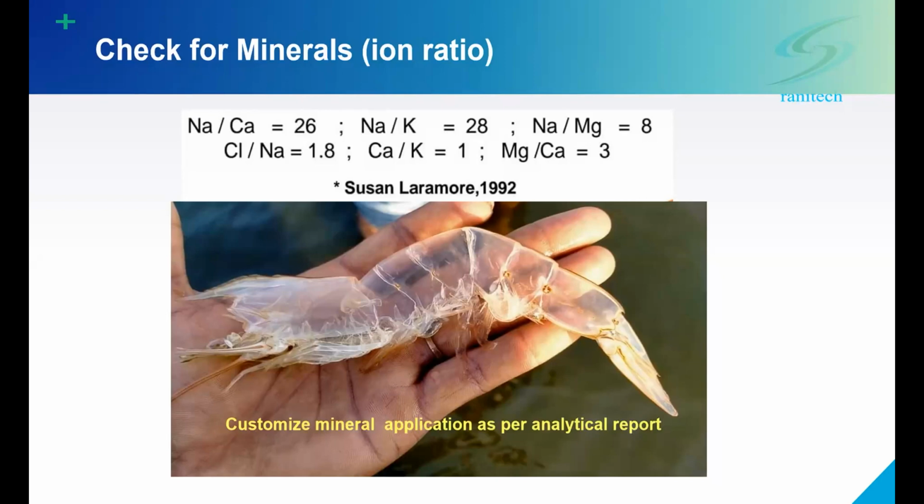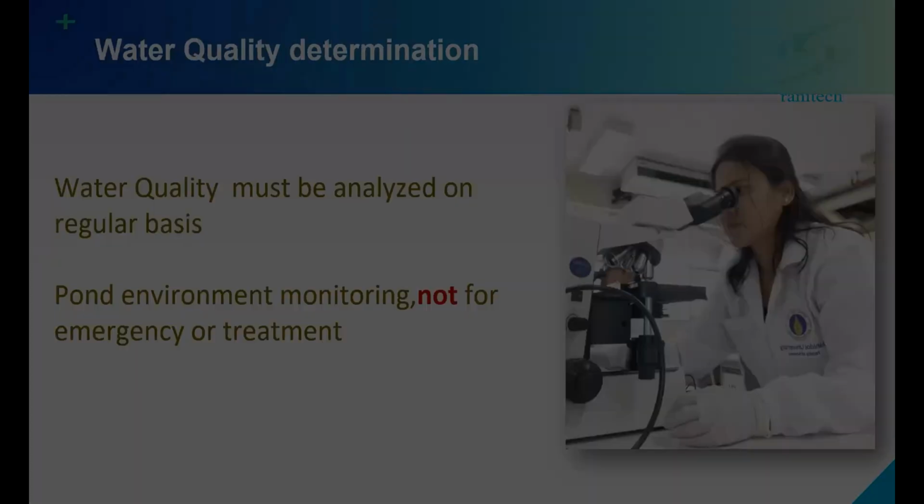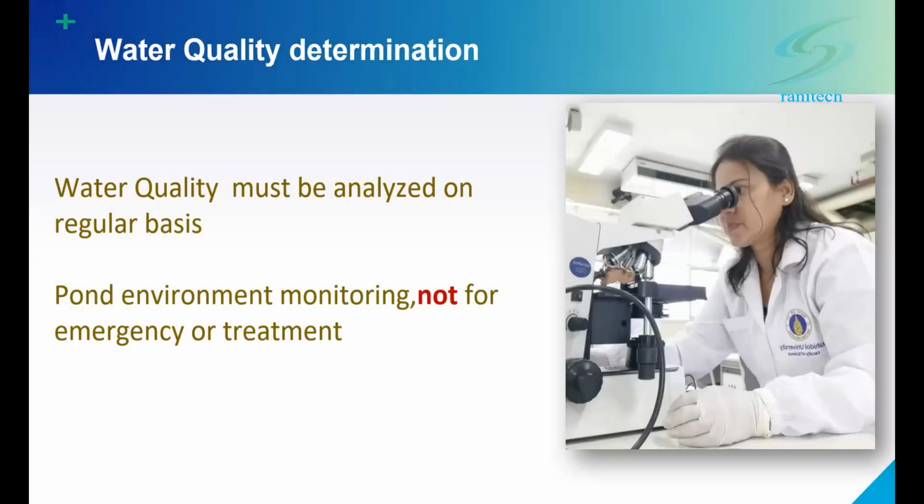If you don't analyze and keep on applying minerals, it will add to your cost. It doesn't really help applying a lot of micro and macro minerals without properly testing your water. So I suggest water must be tested on a regular basis. Most of the farmers check water after 15-20 days or after 1 month, and suddenly they find some problem and ask for a remedy.